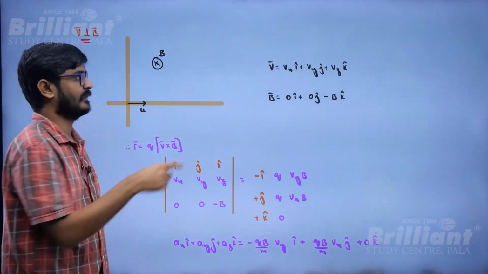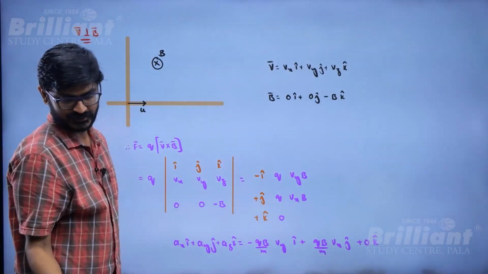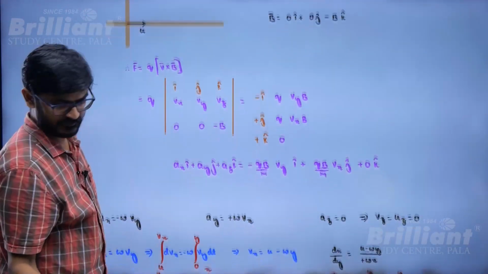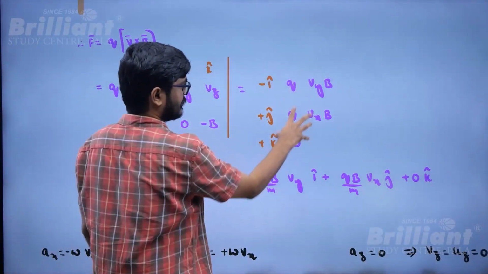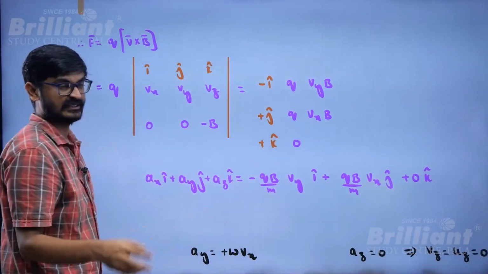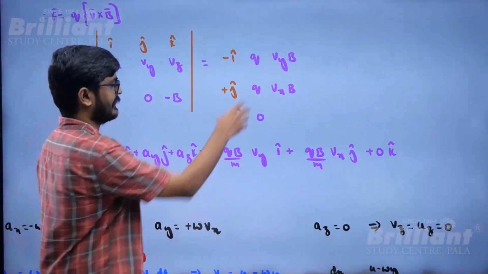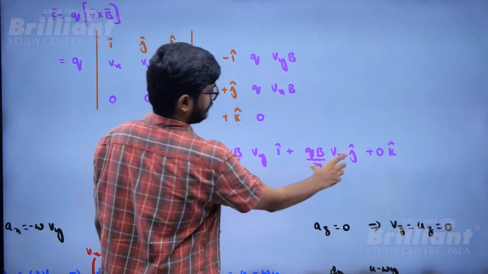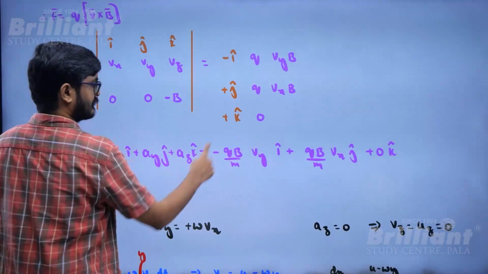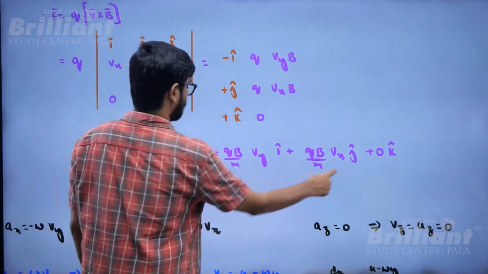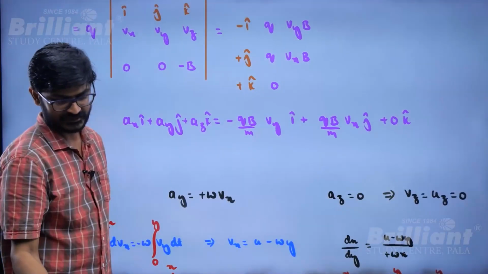Now the force at any moment is going to be q into v bar cross b bar. So I will be finding the force, and when I find it I will get this much. If I know the force, I can find the acceleration by dividing by the mass. So when I divide by the mass, I get the acceleration along the x axis, y axis and z axis. Acceleration along the x axis is this much, along the y axis is this much, and along the z axis is 0. I am writing them separately here.